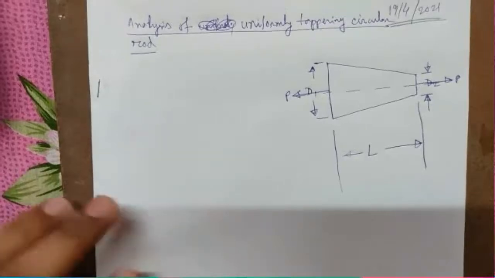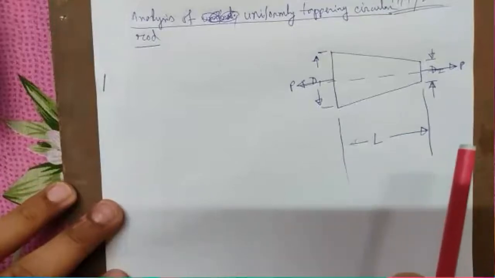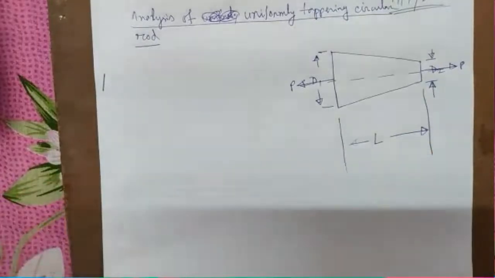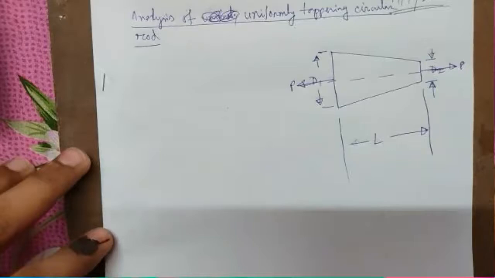Okay, so this is uniformly circular. If this bar was uniformly varying but rectangular cross section, then also same procedure you have to follow. Procedure will be same, answer will be different for different cross section. Now let us find out what we have to do.